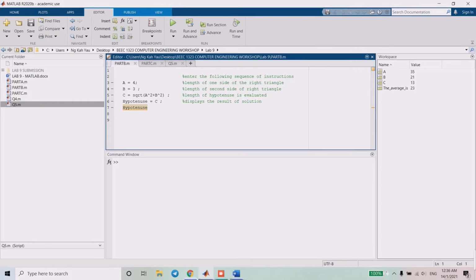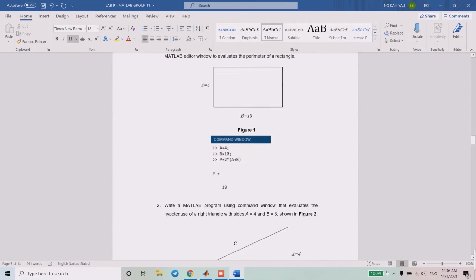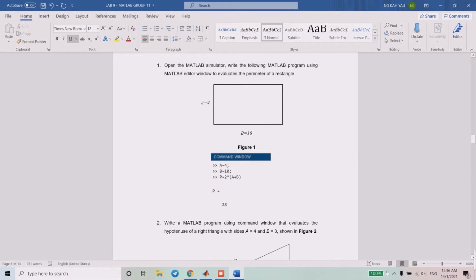Good morning, sir. I'm Kaya from Group 11. Today I will show you about Lab 9, which is about MATLAB. I will present Part B.